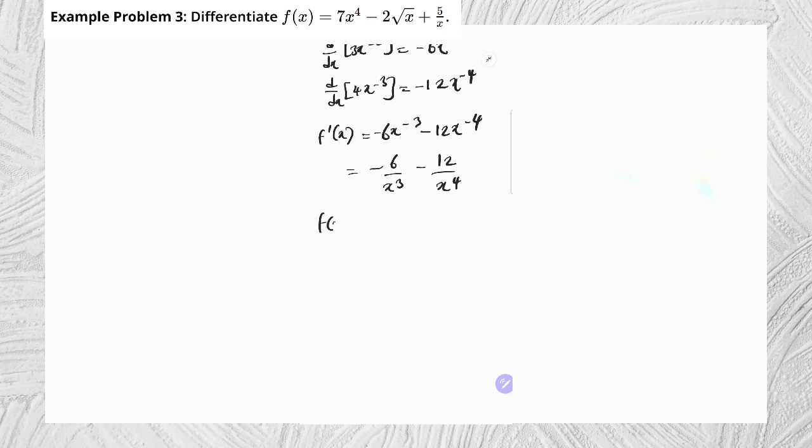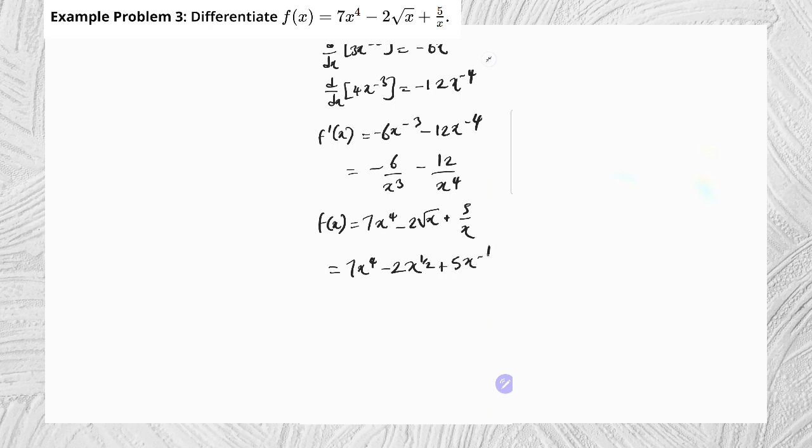So in this question, we're asked to differentiate f of x is equal to 7 times x raised to the power 4 minus 2 times square root of x plus 5 divided by x. So first, we rewrite the terms for easier differentiation. F of x is equal to 7x raised to the power 4 minus 2 times x raised to the power half plus 5 times x raised to the power minus 1.